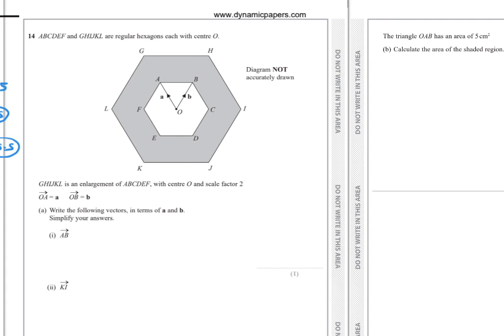Before you solve any question, if this is A in the regular hexagon, this means this is A, because same magnitude, same direction. So label all the vectors which are A. And also CB is A. And in the same way, if OB equals B, then DC equals B.